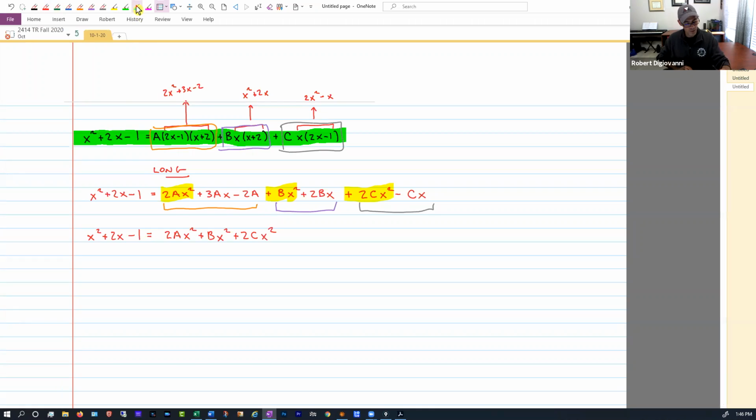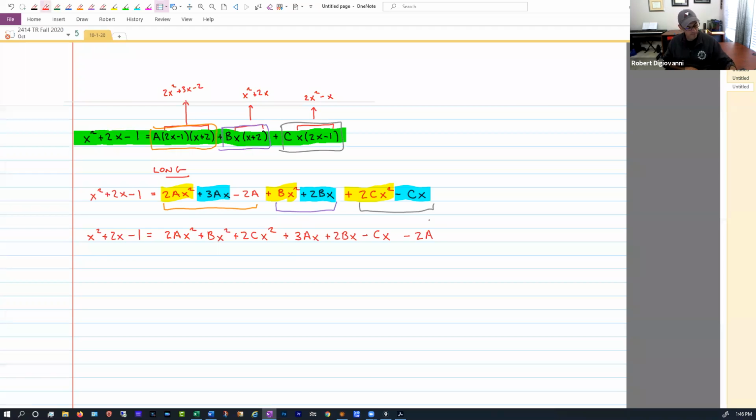Now let's get our x terms. We have a plus 3ax. We have a plus 2bx. Let's put those together. Oh no, I didn't see that one back here, minus cx. Almost forgot that one. That would have been bad. So we have plus 3ax plus 2bx minus cx. So now I've got the blue piece together. And the only thing left that I haven't dealt with is the minus 2a, which is the only piece that doesn't have an x on it, right?